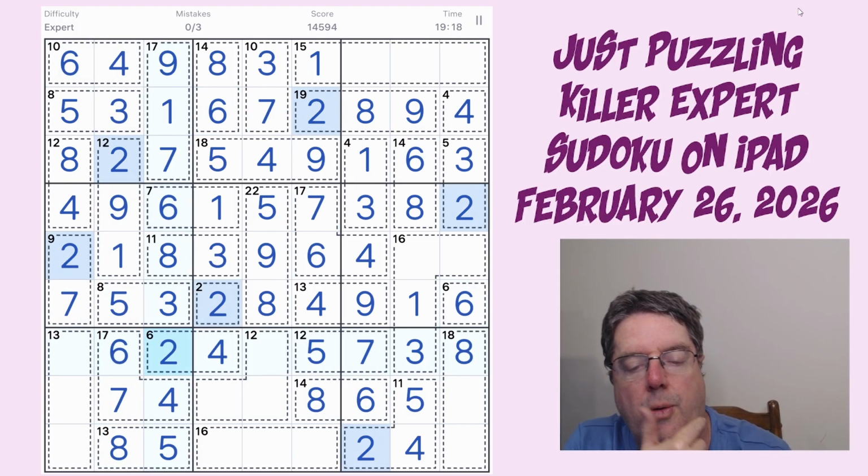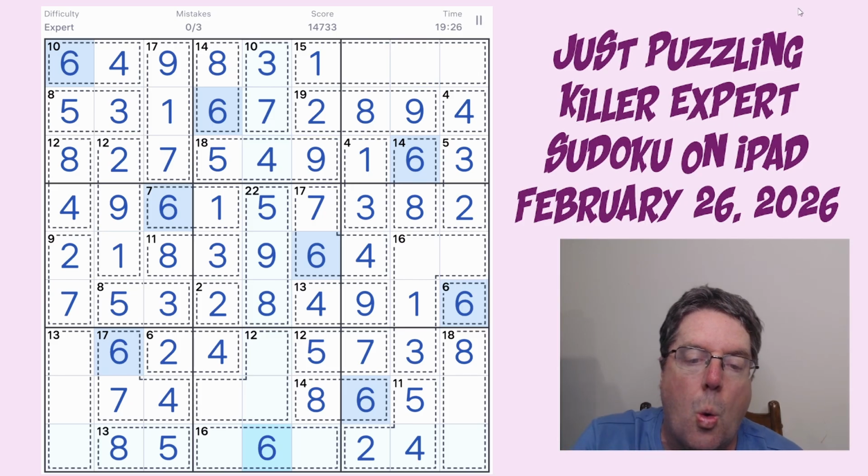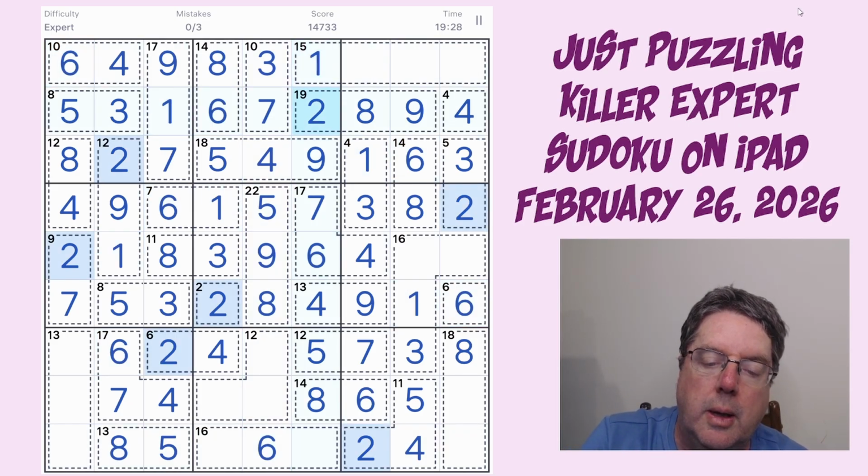Alright, 6 comes across here, 6 comes down here, so this is a 6 here. 1, 2, 3, so this is a 3, leaving this to 9, to get to 16 needs to be a 7.